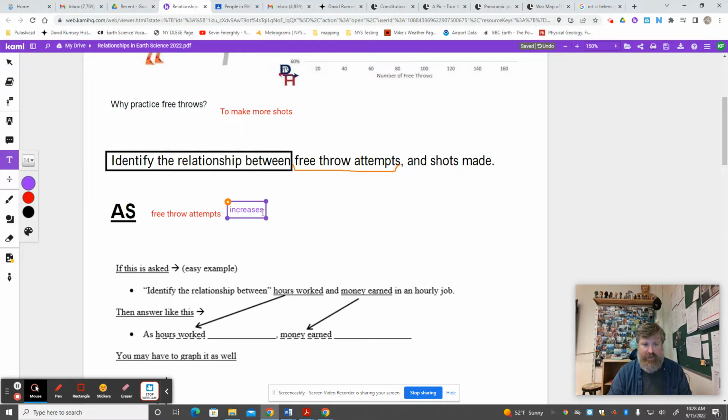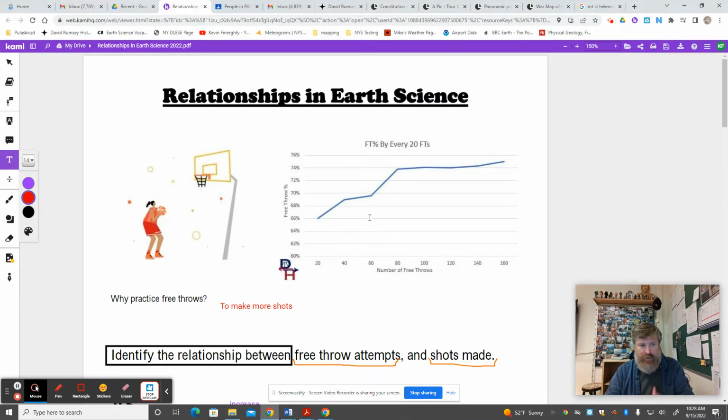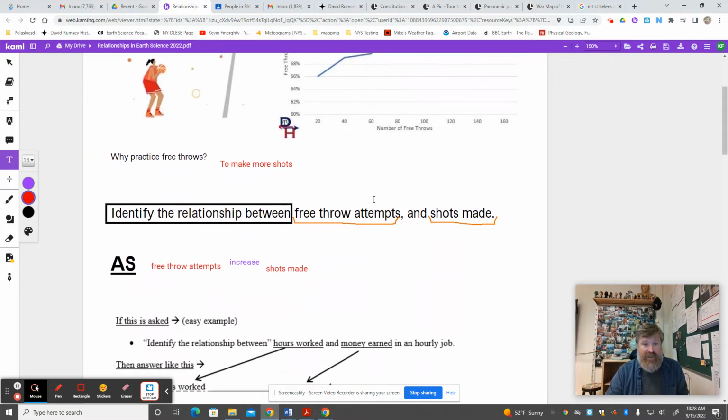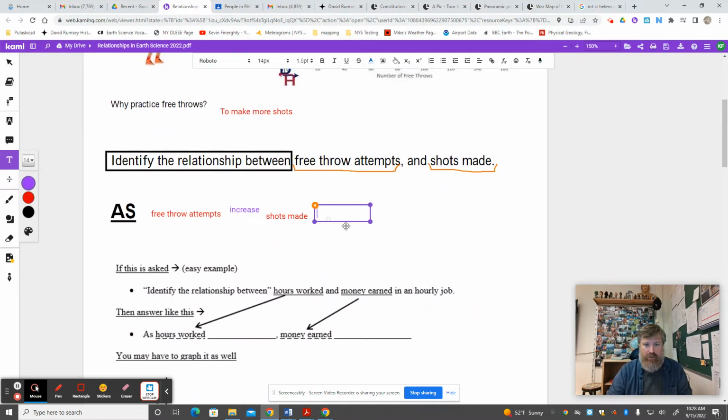So as free throw attempts increase, what does that do to the other thing in the question? What happens to the number of shots made? So as free throw attempts increase, shots made do what? This is where you'll have to use your head and say, how does this thing increasing affect this thing? Now, we covered it up here. The more shots you attempt, the more you tend to make. So that also increases. There you go. There's your first of many relationship questions. Again, the goal today is just to get a format.